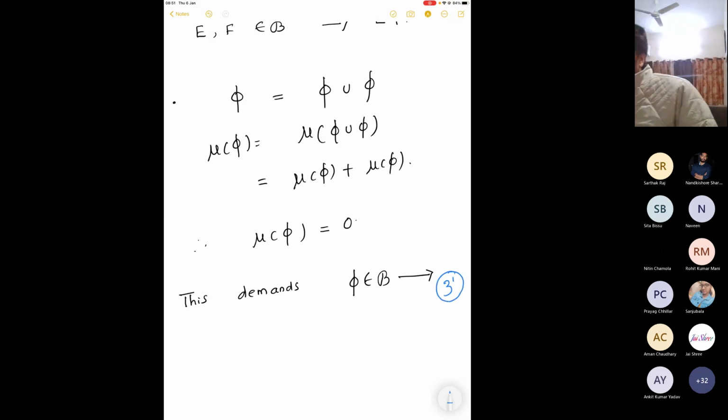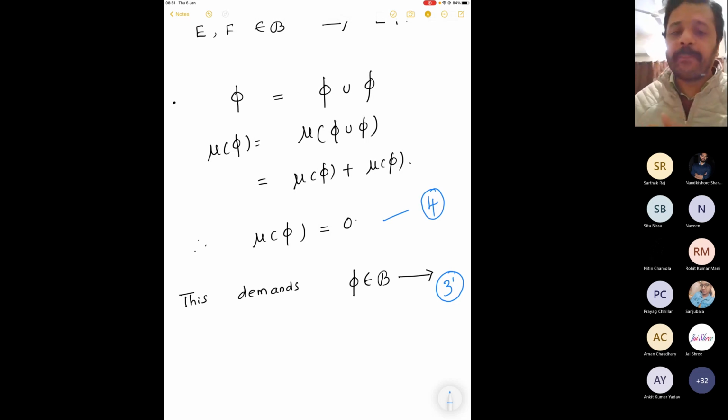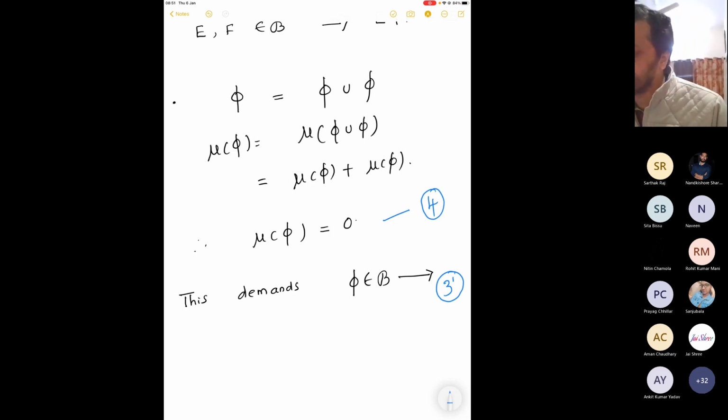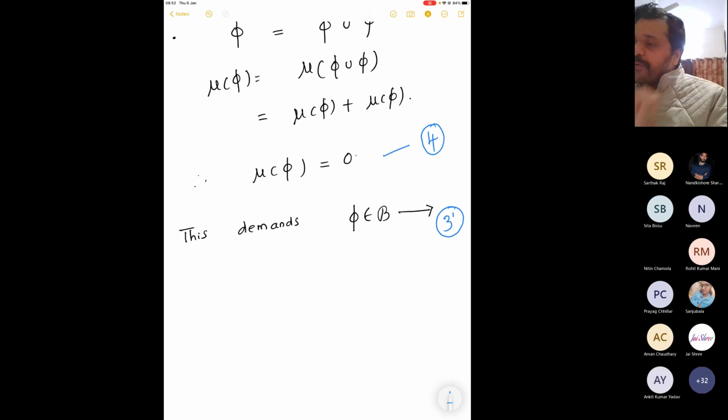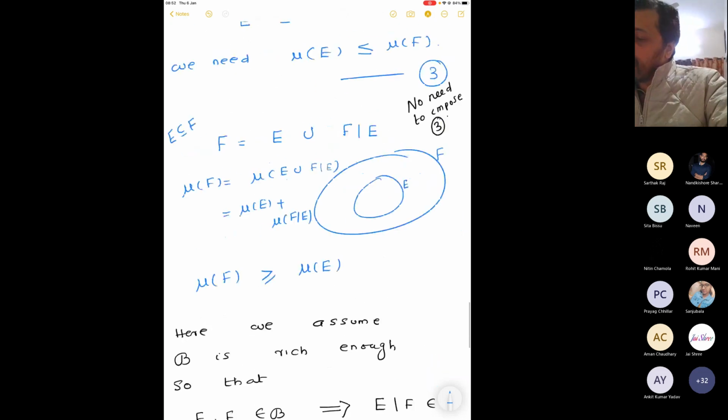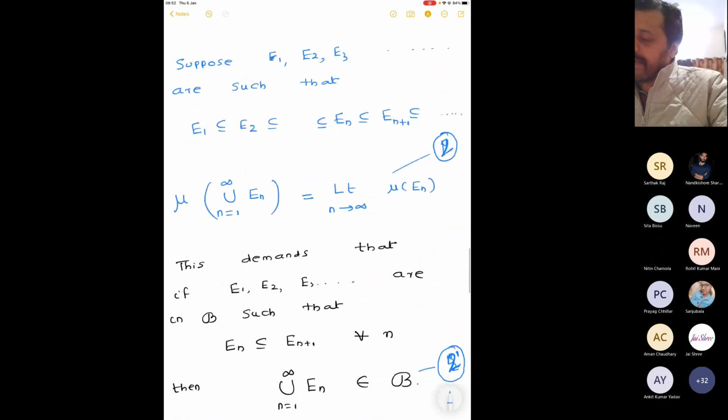Finally, I will collect all these things, and this I will put as 4. Whether it is a requirement or a property that will automatically follow, we will see. But mu enjoys this property: mu of null set is equal to 0. If you have an empty bottle and you ask what is the volume of water in it, the volume is 0. So mu of null set is equal to 0. Now, before proceeding, let us look at the method of exhaustion once again.